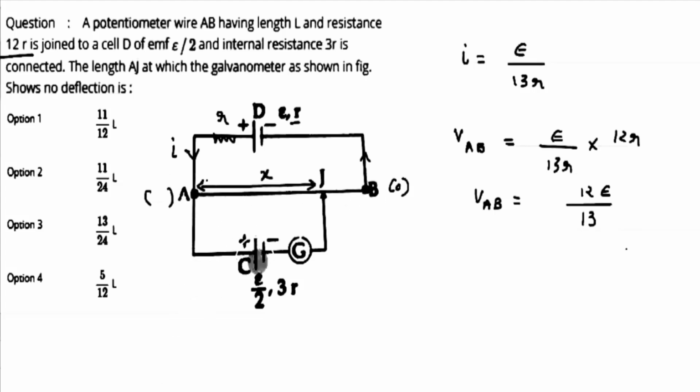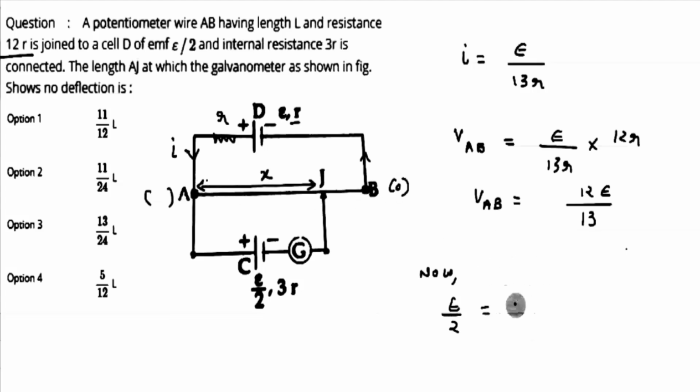To calculate the value of X, we have to use the first application of potentiometer, in which we are interested in finding the unknown EMF of the cell. As we know, there is no current flowing in this section, due to the potential at A and J being the same as at these two points. That's the reason we can say there is no current flowing in this section, or the galvanometer is showing null deflection. So whatever potential is there across this section, that is epsilon by 2.